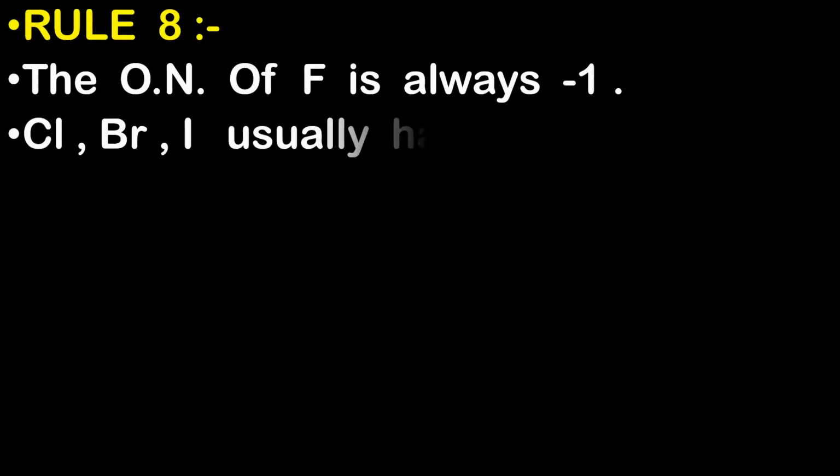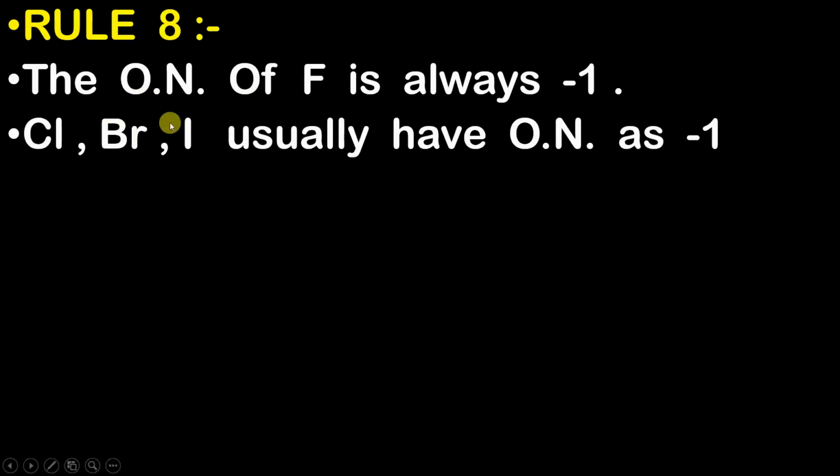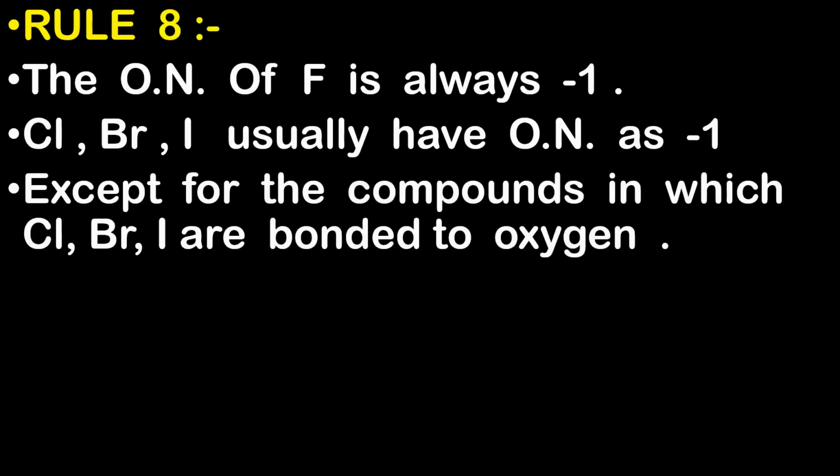But other halogens like chlorine, bromine, iodine usually have oxidation number as minus 1, except for the compounds in which chlorine, bromine and iodine are bonded to oxygen. So let me explain here. The oxidation number of fluorine is always going to be minus 1, no doubt about that. But for chlorine, bromine and iodine, they will usually have oxidation number as minus 1, except for the compounds in which they are bonded to oxygen.